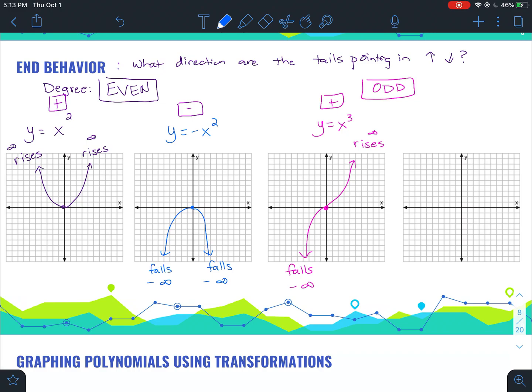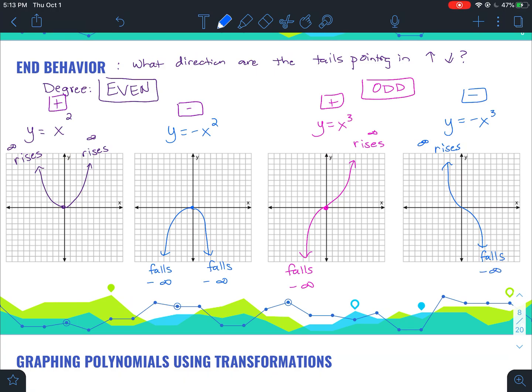That'll be true for any of those with a degree that's odd. And then if you have y equals negative x to the third, well, I'm reflecting it over the x-axis, so the pieces that were up go down, and the pieces that were down go up. So it's just a reflection. And so this one, on the left-hand side, it rises, or it's going to positive infinity, and on the right-hand side, it falls, or it's falling to negative infinity.